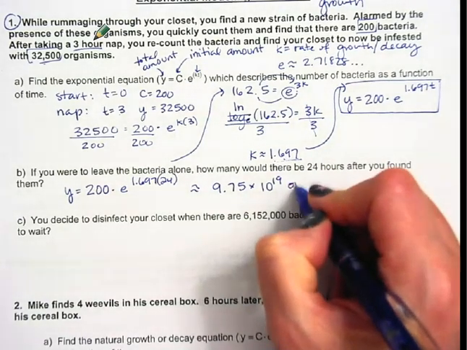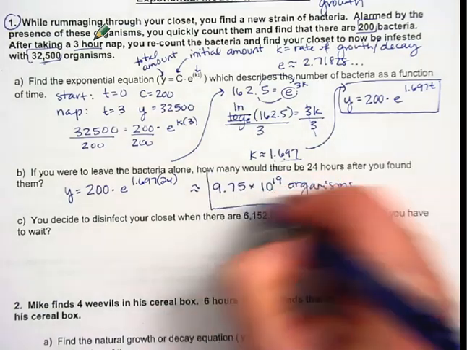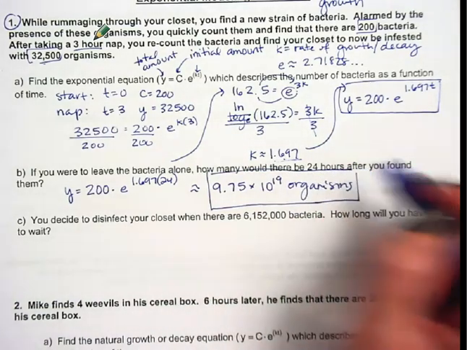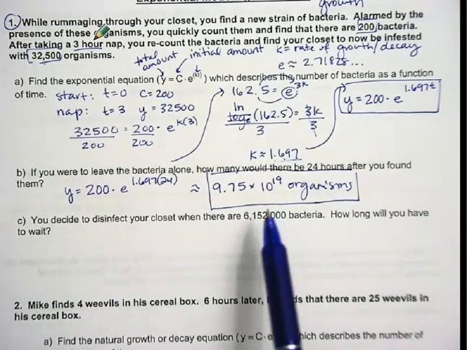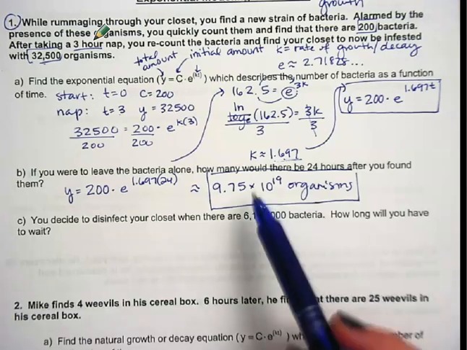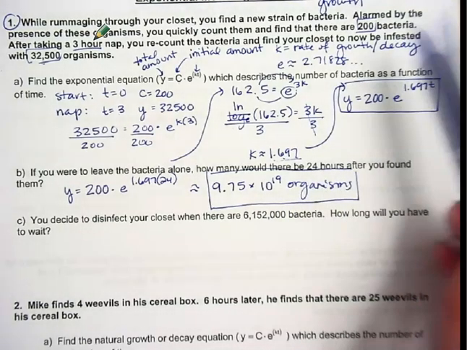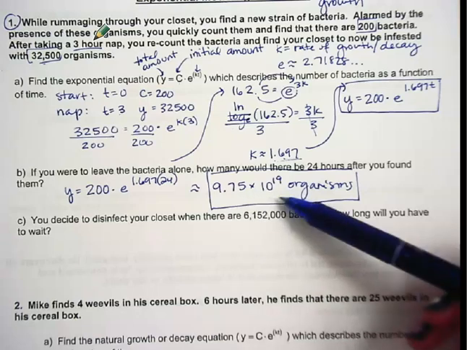And that is a lot. That's all I have to say about that. And this number actually does a really good job of showing exponential growth. We talked about how exponential growth, the growth starts out small and then starts increasing very rapidly, very quickly. And that's what's happening here. After we started with 200, 24 hours later we have this many.